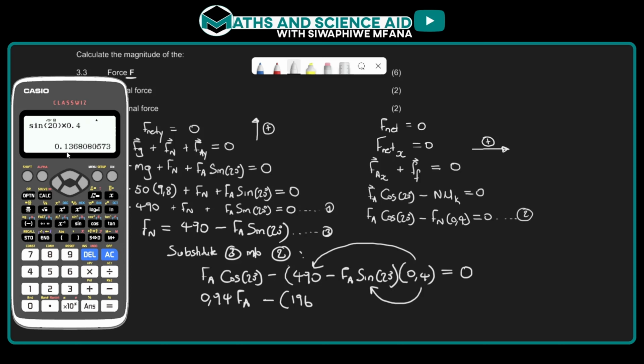And if we do that, we see that we get 0,1368. And if we round to 2 decimal places, this will be 0,14. So we'll have minus 0,14 Fa. So don't forget Fa. So let me remove this now. And all of this should be equal to 0.